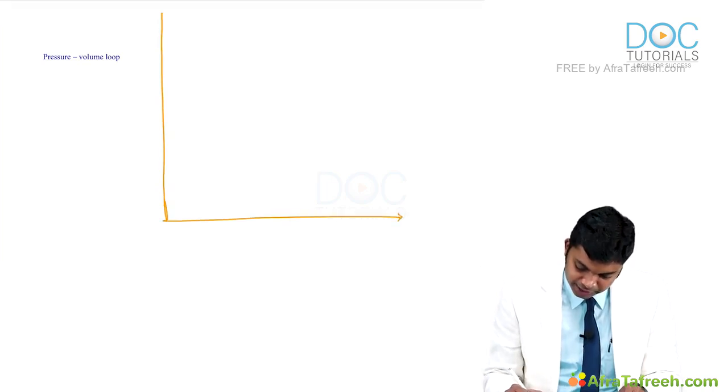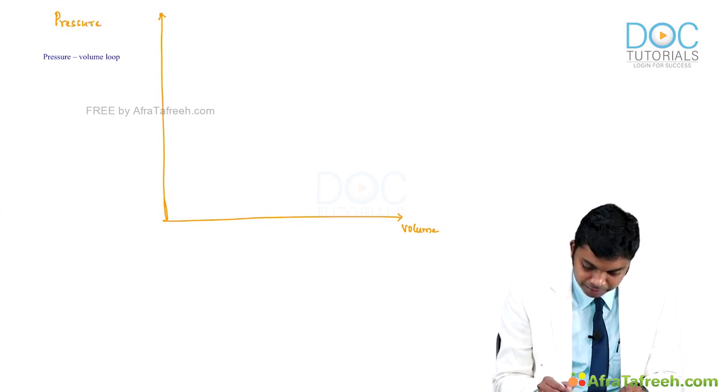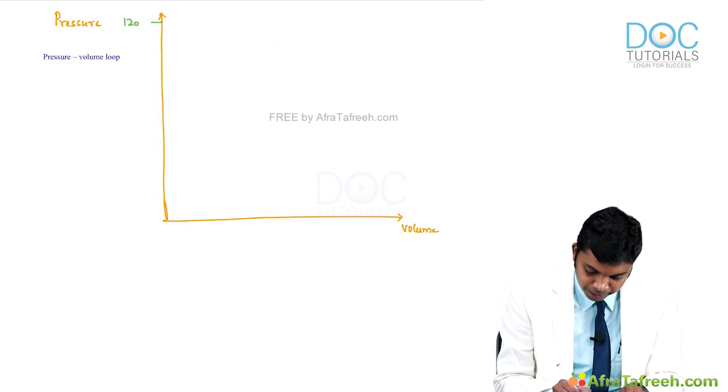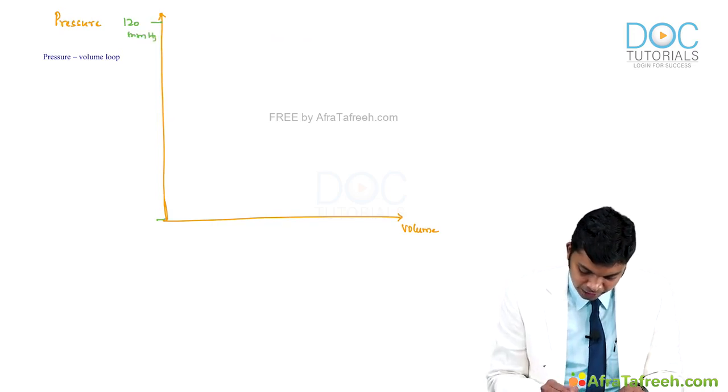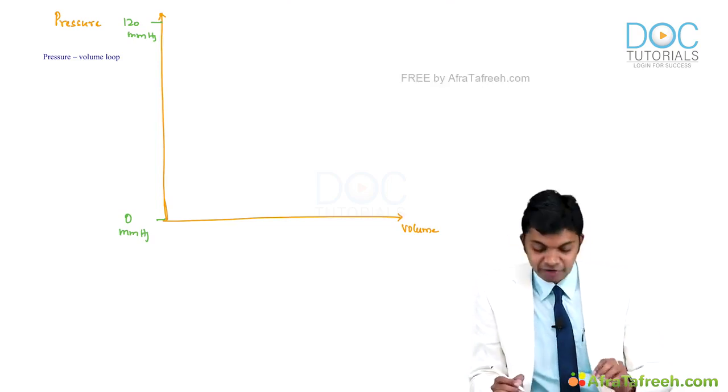So, let me start a pressure volume loop here. I have a y axis and an x axis. On the x axis I take volume, on the y axis I take pressure. The maximum pressure that can be attained is about 120 millimeters of mercury blood pressure, doctors, and we have 0 millimeters of mercury pressure. Let us start with ventricular diastole, end of ventricular diastole.